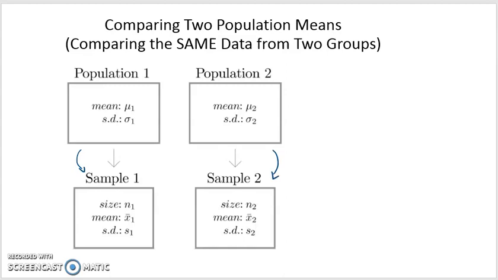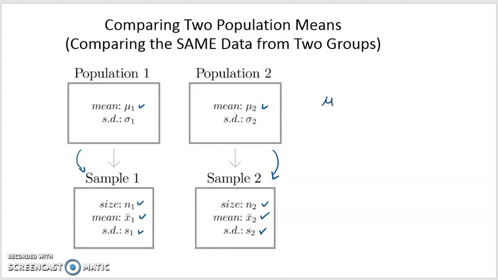The population means that you're interested in we'll call mu1 and mu2. From the samples, you draw some sample size. From sample 1, the sample size is n1. From that sample, you've got a sample mean x bar 1, and that has a sample standard deviation s1. The same thing for sample 2. Sample 2 has a sample size of n2, a sample mean of x bar 2, a sample standard deviation of s2.